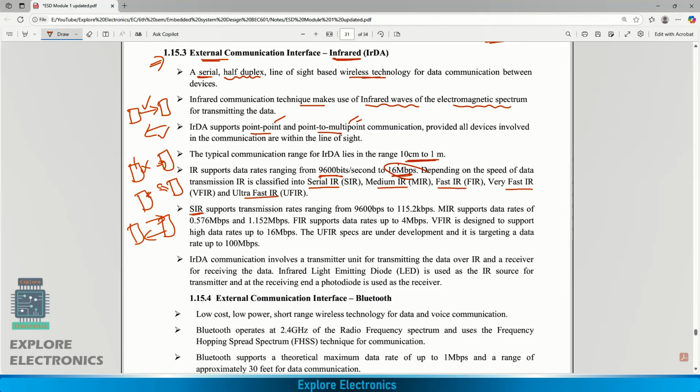So serial IR supports rates ranging from 9600 bps to 115.2 kbps. MIR supports data rates in the range of Mbps, whereas serial IR is in the range of kbps. FIR, that is fast, will support up to 4 Mbps. VIR, that is very fast, supports up to 16 Mbps, and UFIR, that is ultra fast, will support up to 100 Mbps.